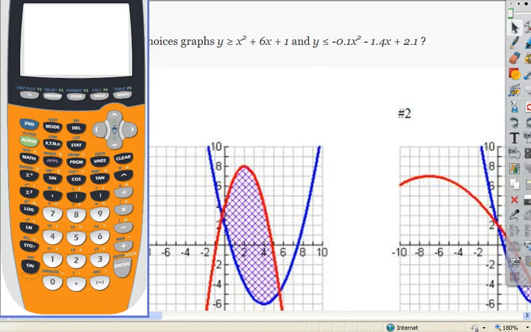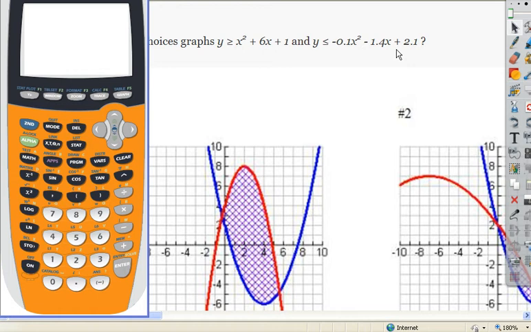So they give us, in this case, these two: y is greater than or equal to x squared plus 6x plus 1, and y is less than or equal to negative 0.1x squared minus 1.4x plus 2.1. So we have to find which of these graphs corresponds to that.